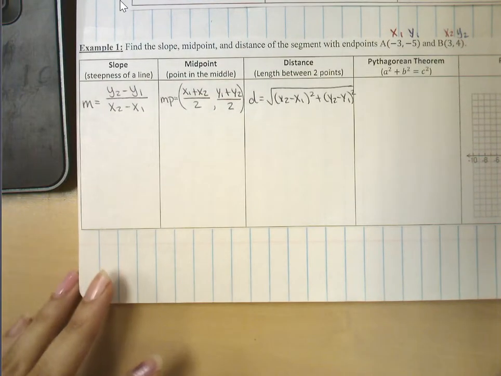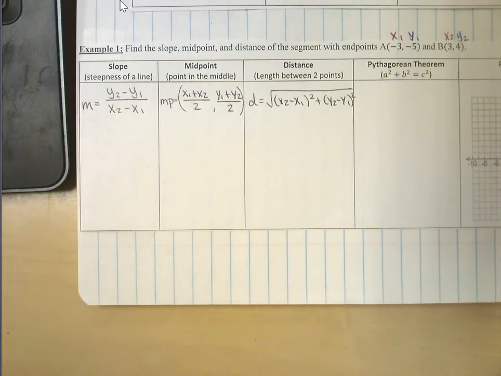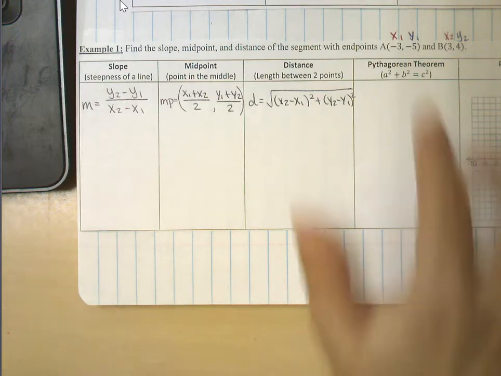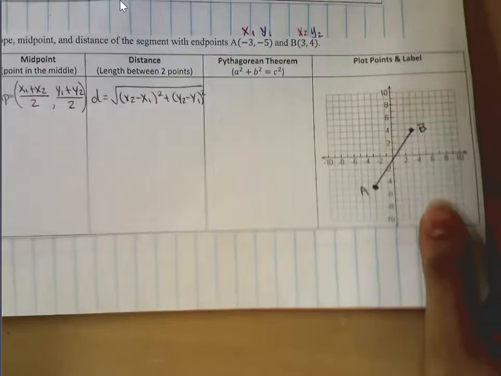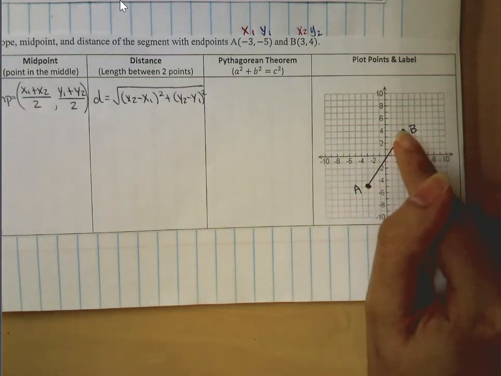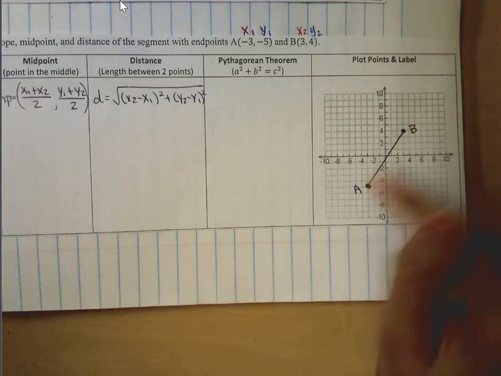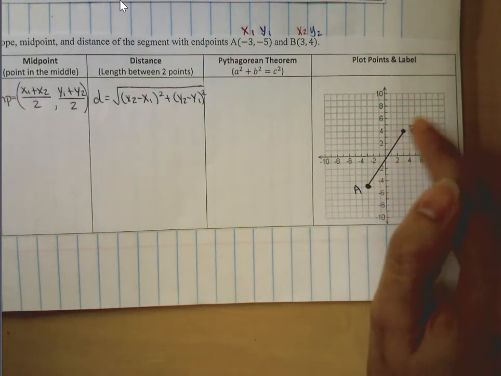All right, for this example, example 1, I'm going to show you how to find slope, midpoint, and distance using 2 points on a segment. I already went ahead and plotted my 2 points. Notice how on this example I only connected the points. I did not extend the line because it is not a line.